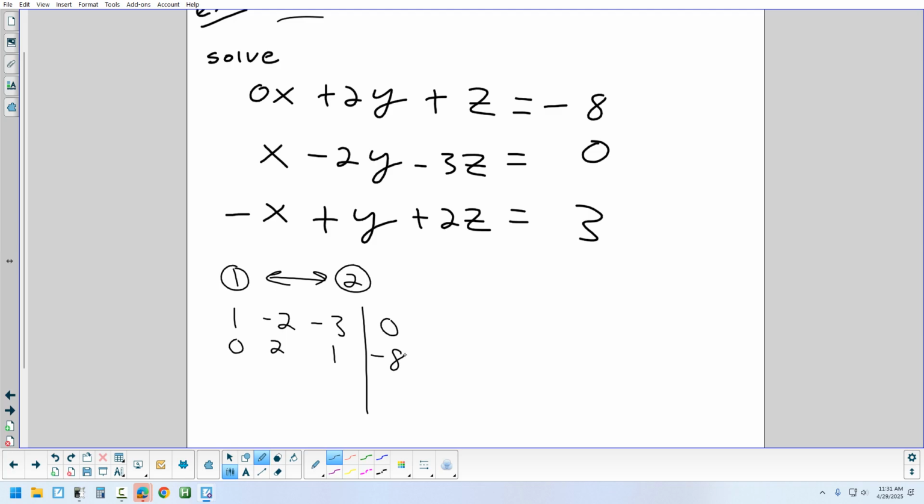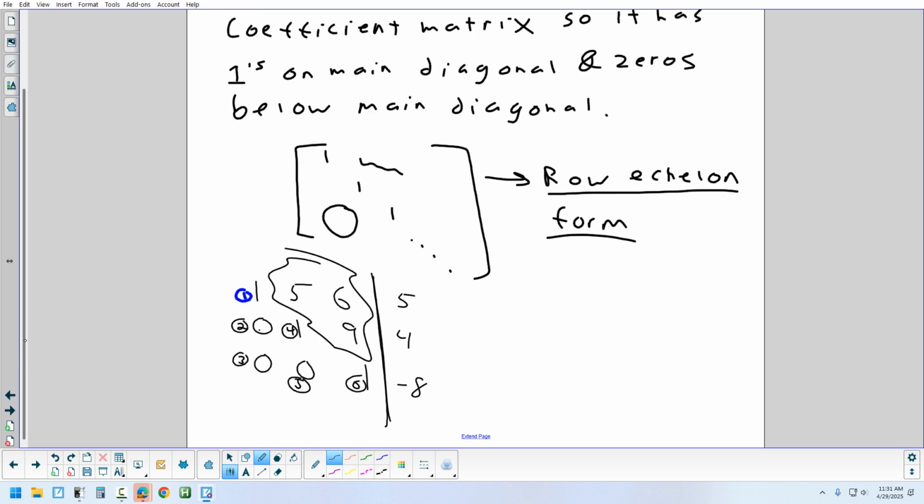There's a lot of copying in this process. So you really want to be careful you copy correctly. Negative 1, 1, 2, 3. So if you notice I make a mistake, just let me know. Okay, so now we got a 1 in the upper left. That's the first step.